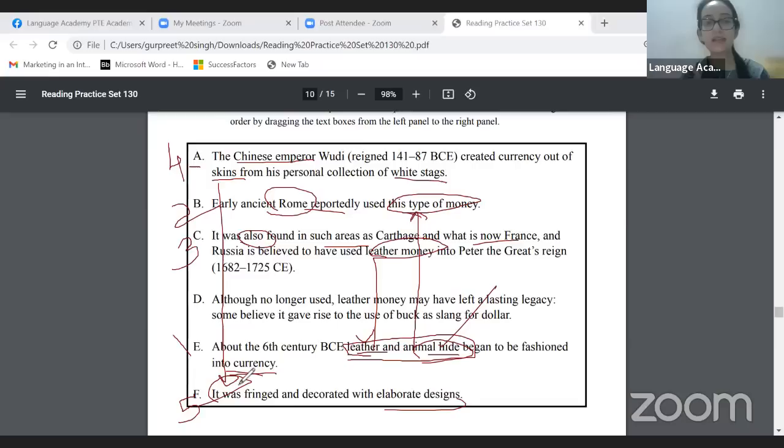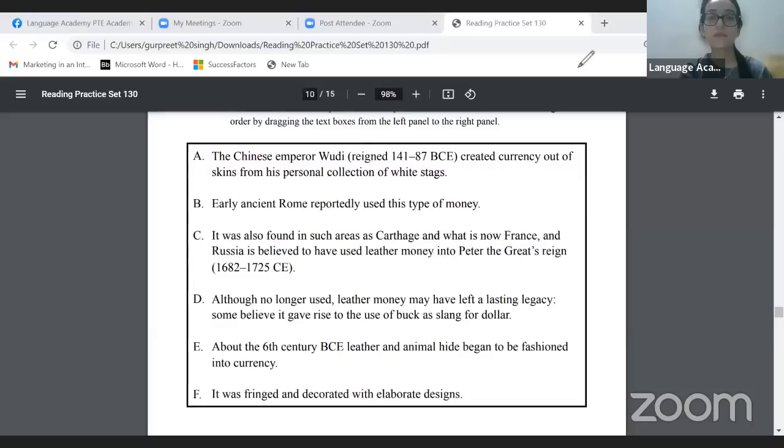And the last one, finishing, although no longer used, leather money may have left a lasting legacy. Some believe it gave rise to the use of buck as slang for dollar. So the finishing, that it's not now used, but it has a lasting legacy. Legacy is something, a good history. So things to be noted, find the broadest sentence first, and then have a look at the order in which, if there are two things, then they will be explained in order. The first thing first, the second thing second. And also is a very important word in reorders. Never miss that.